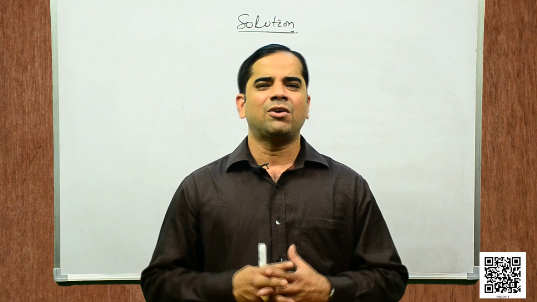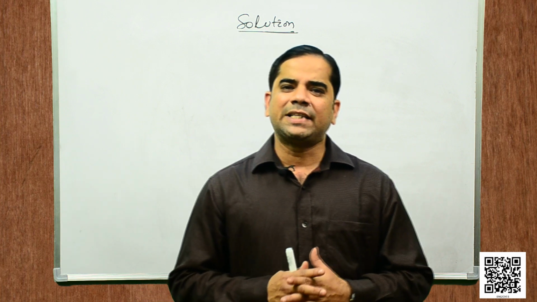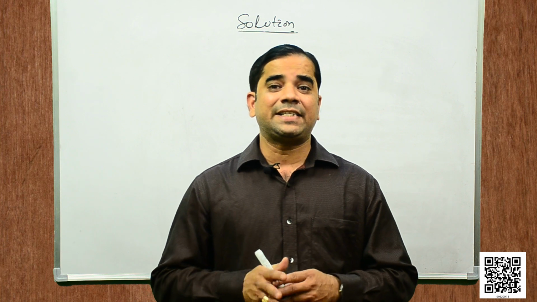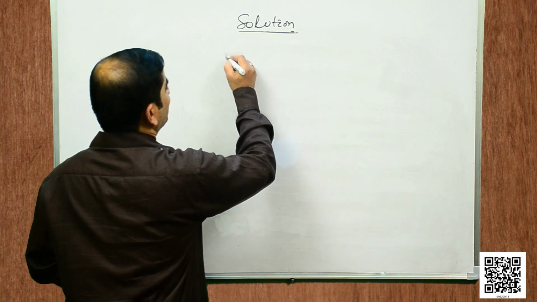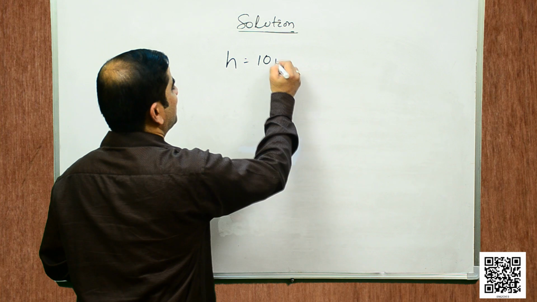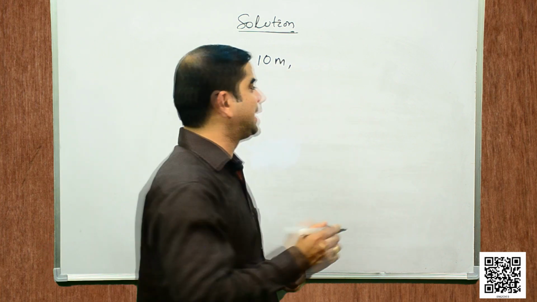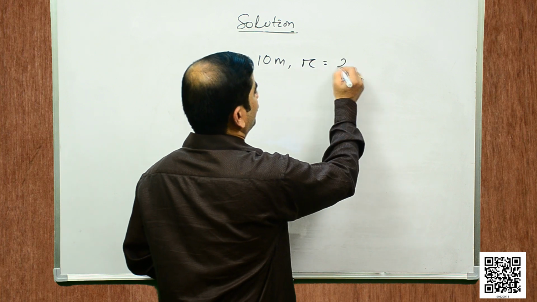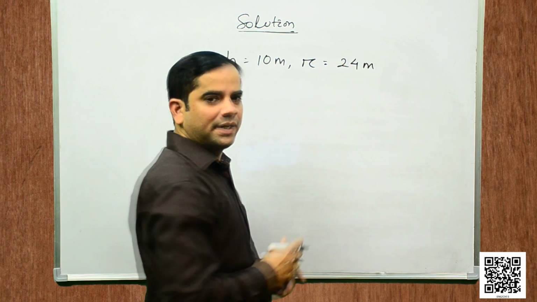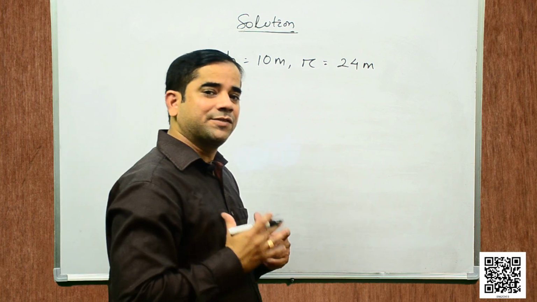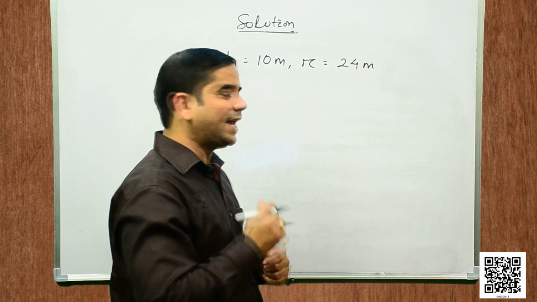Okay. Let us now solve the question. What is the given data? As per the data, a conical tent is 10 meter high. So, height is 10 meter and the radius of its base is 24 meter. So, r is equal to 24 meter. So, let us find out the solution for bit 1. It asks for slant height of the tent.